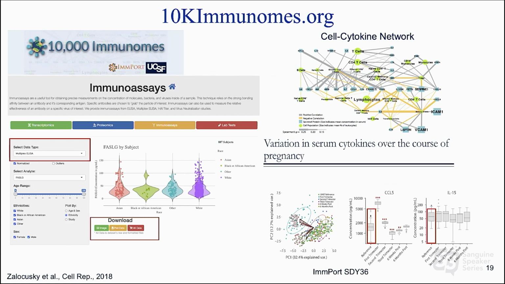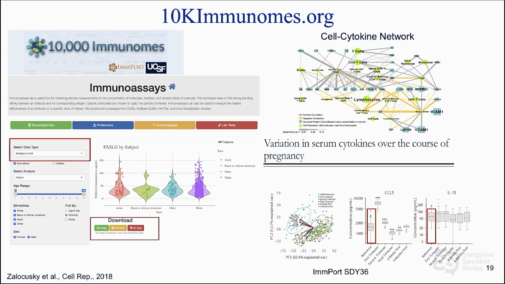So now, what you could do with this. When we published the paper, we wanted to show, as a use case, that you could build cell-cytokine networks from these baseline data. Or there was one interesting study in ImmPort where the primary investigators were looking at the variation in serum cytokines over the course of pregnancy. So they were looking at the immune perturbations during pregnancy. And this study had been published previously.